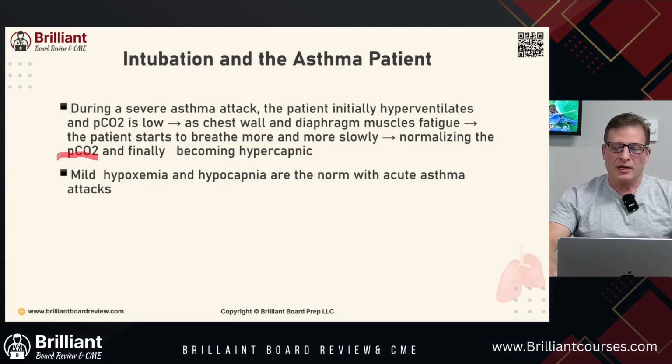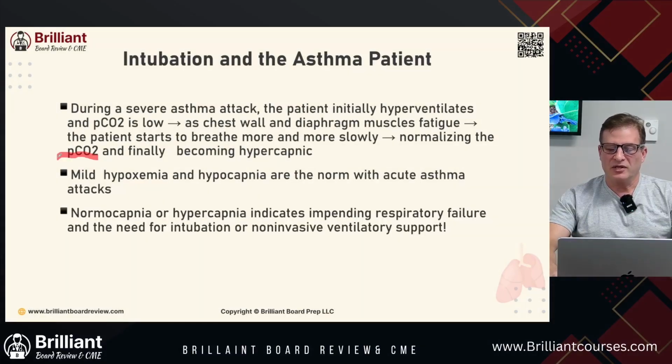So mild hypoxemia and hypocapnia are normal with acute asthma attacks. Normal capnia and hypercapnia indicate impending respiratory failure and the need for intubation or non-invasive ventilatory support. That's a BiPAP. In the past, we were told to avoid BiPAPs. This has changed, and we should use the term BPAP, the generic term. Now they're used for treatment of asthma.